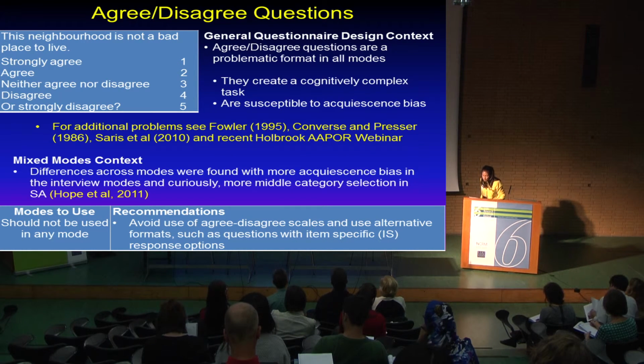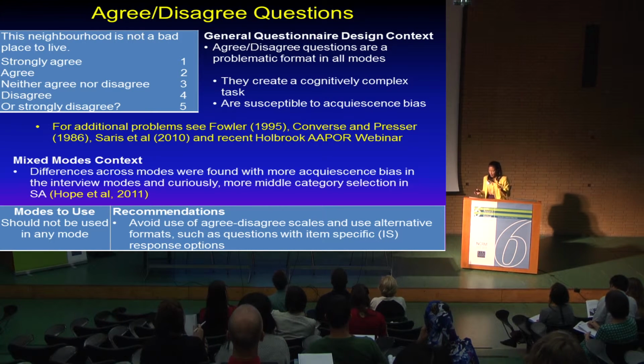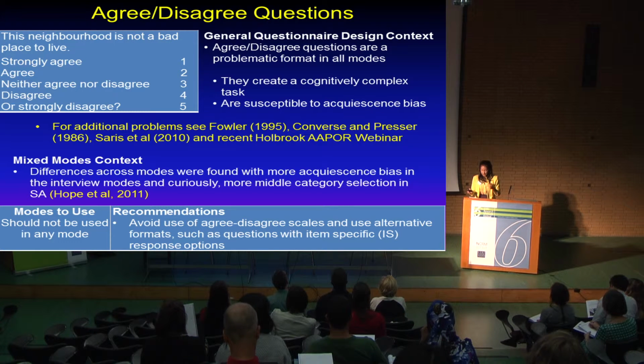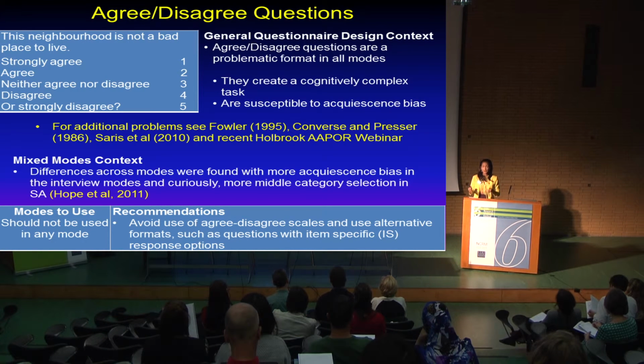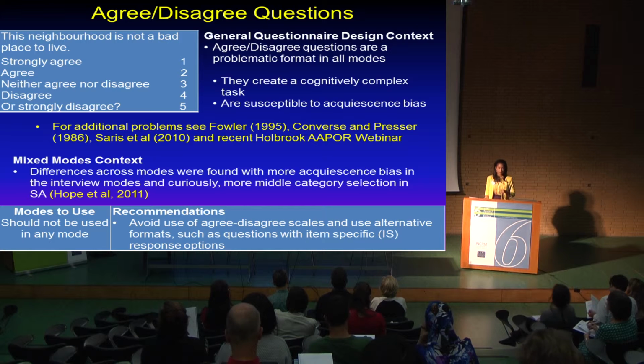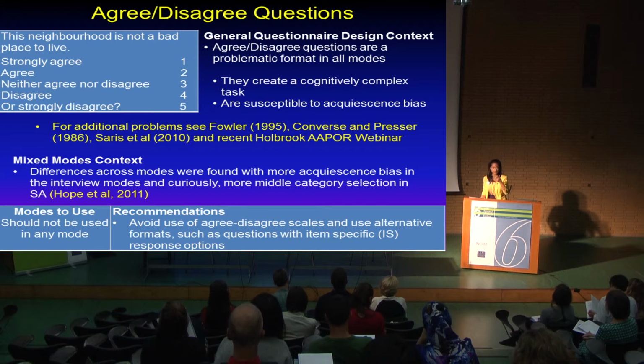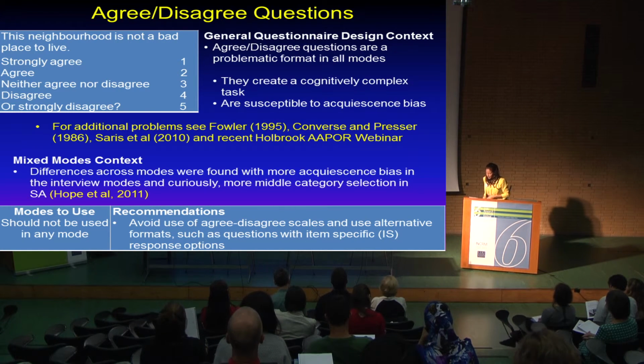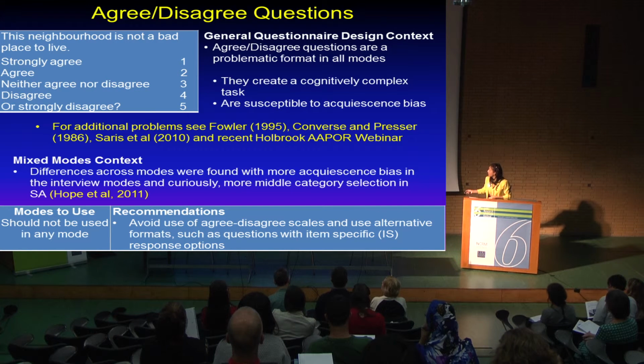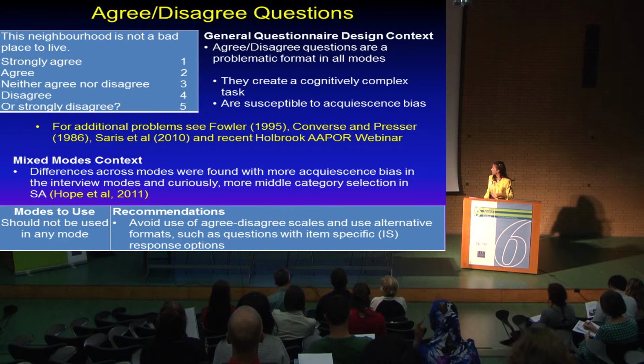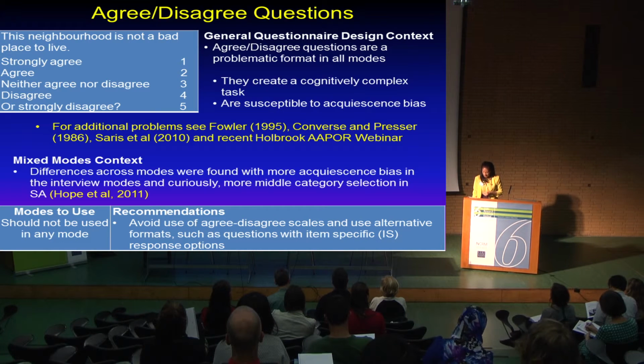So Hope 2011 found more acquiescence in the interview modes, and that wasn't present in self-administered, but we found a different type of satisficing in the web version. We had more middle category choosing. So satisficing was taking place in different ways, if you consider social desirability to be a type of satisficing. So perhaps as a recommendation, maybe we should avoid agree-disagree, and there's lots to be said if you know the Willem Saris article about using item-specific formats instead.